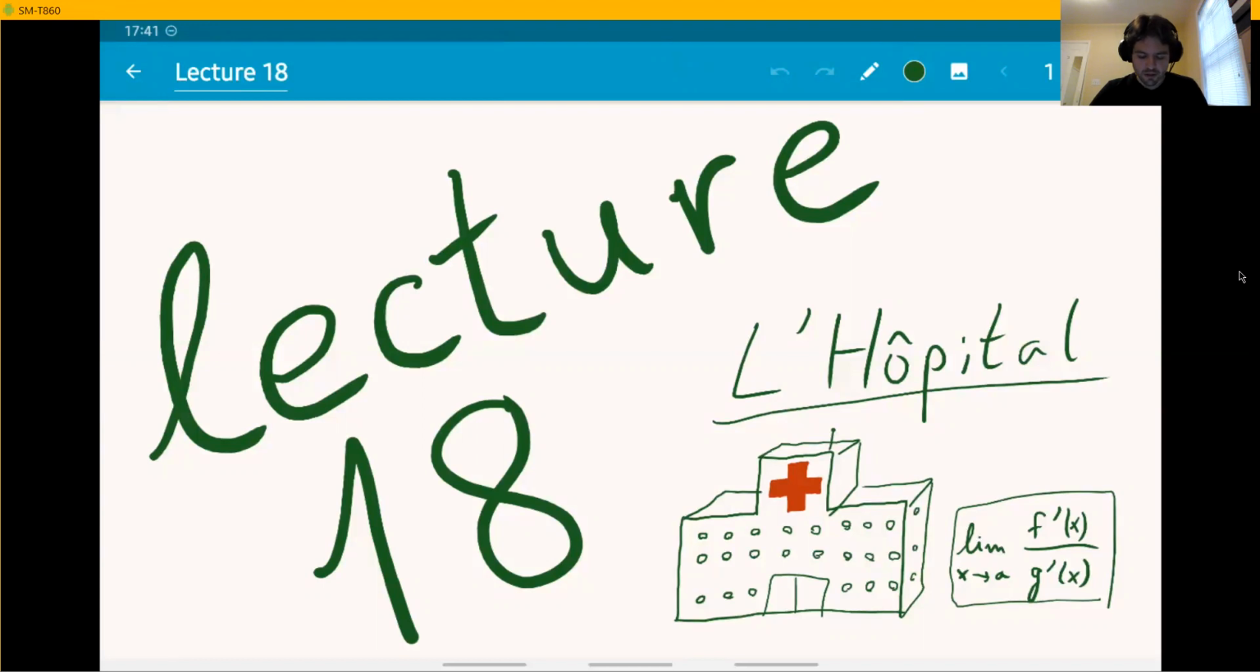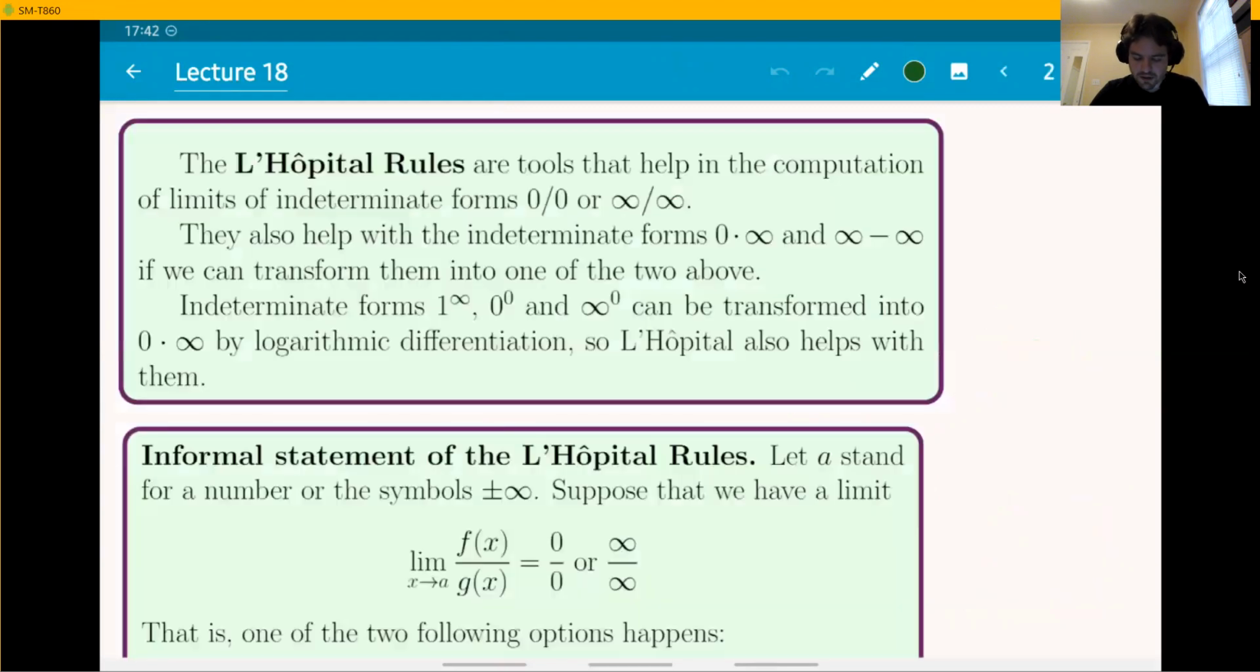The topic for today is the so-called L'Hopital rule for calculating limits. Why do I have a picture of a hospital here? L'Hopital in French means the hospital, but in this case, it's the name of a person. It's the first man to write a calculus textbook, actually.